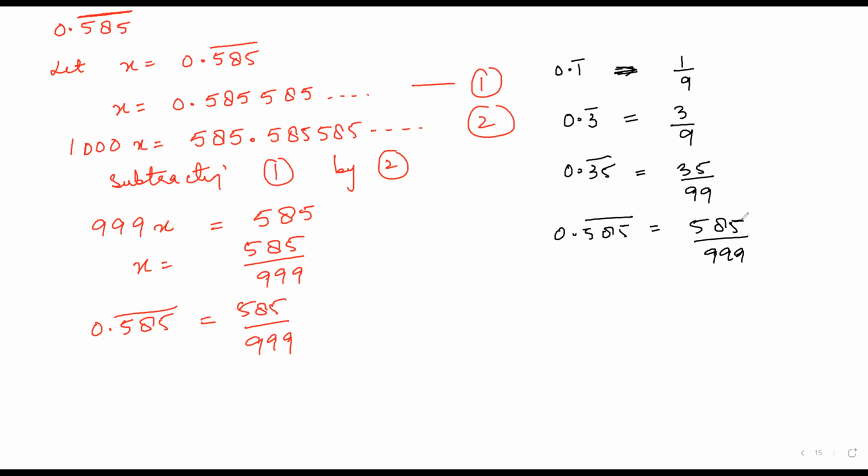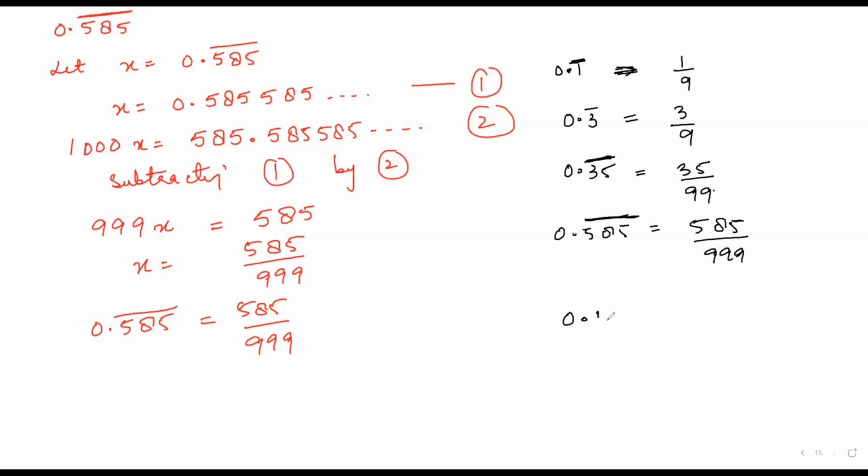Yes. Right? So the pattern is this. The number which is having bar comes in the numerator, and if one number is having bar, then 9 in the denominator. Two numbers are having bar, so 99 in the denominator. Three numbers are having a bar, so 999 in the denominator. So we have seen a pattern. So I can write any number now.